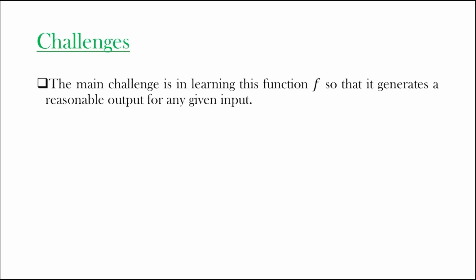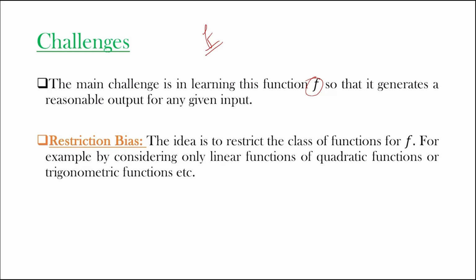But one of the most challenging problems with supervised learning is how to figure out this function f so that it generates a reasonable output for any given input. I have already said that I want to find this function f, but the main idea is how to figure that out. For that, we have two possible cases. One is applying a restriction bias. In this case, the idea is to restrict the class of functions for f. For example, I can only consider linear functions.